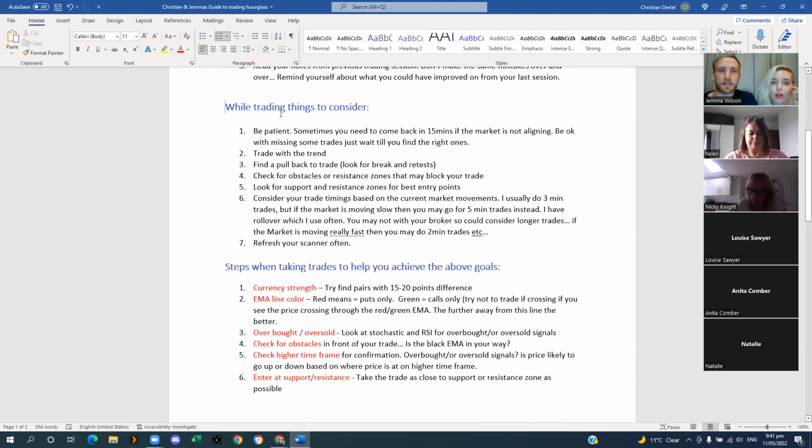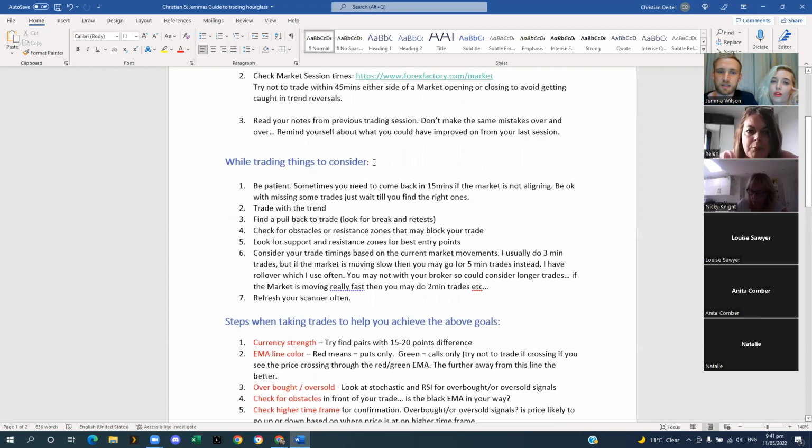Okay, and then these are things to consider while you're trading, and this is probably applicable to any style of trading, whether you're doing DeLorean or a whole bunch of other things. I'll break this down into steps for Hourglass, but obviously be patient. Sometimes you need to come back in 15 minutes if the market is not aligning. I've got a few steps that I follow with Hourglass. Quite often you'll find that the market will move in a way that none of the pairs are lining up with those steps. Instead of waiting there and trying to trade it, come back in 10, 15 minutes, because the market fluctuates and moves in waves.